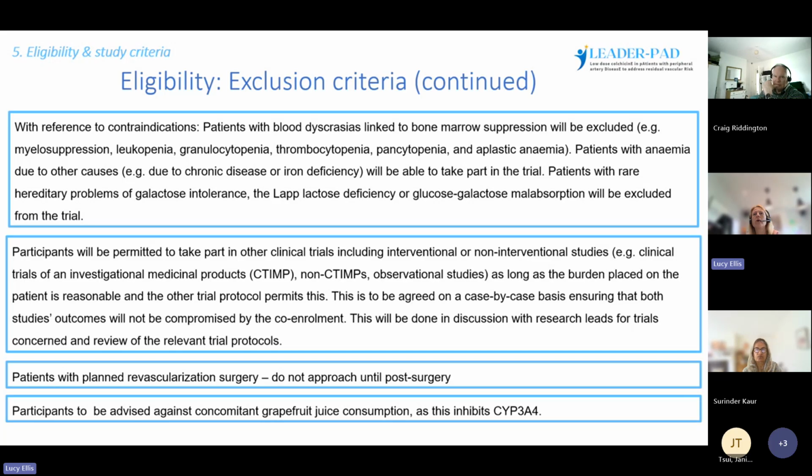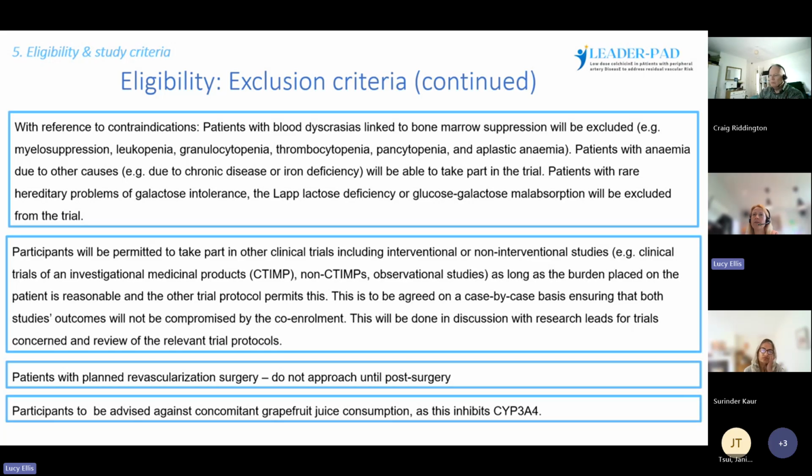In terms of co-enrollment, participants can take part in other clinical trials, including both interventional and non-interventional, and it does include CTIMPs. Largely this is based on whether the burden is too much for the participant or not, and also whether the other trial protocol permits it. So it is decided on a case-by-case basis.